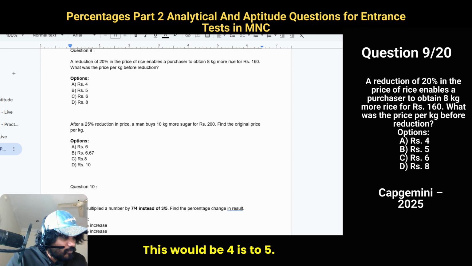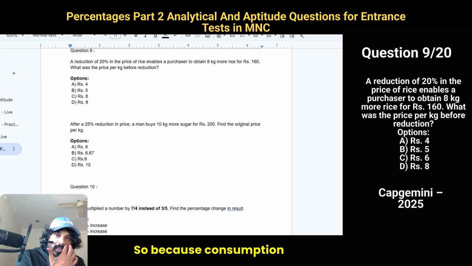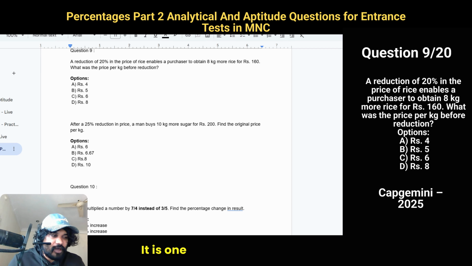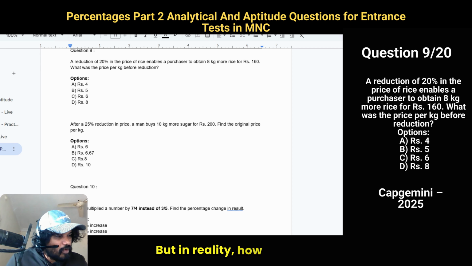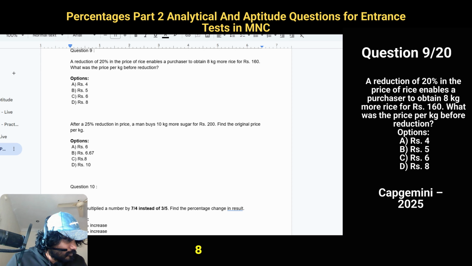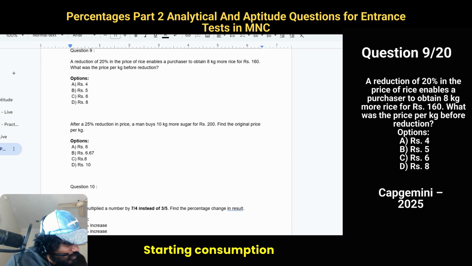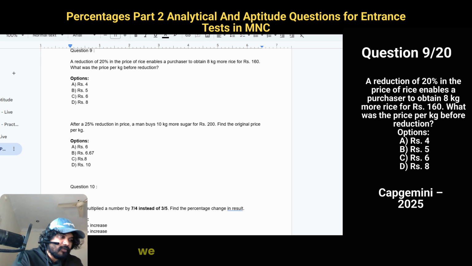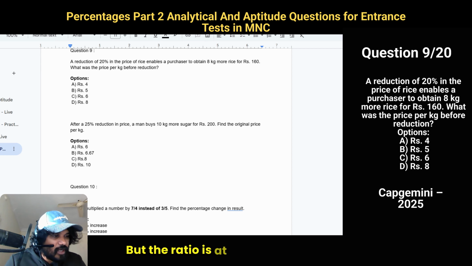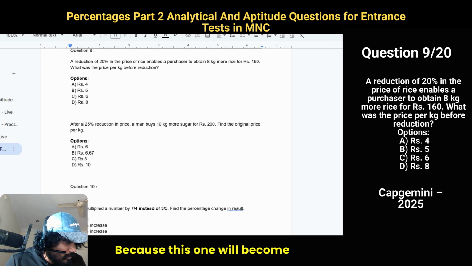This would be 4 is to 5. Because consumption increased, what is the increase? It is 1 part. But in reality, how much did he give? 8 kg more. So the starting consumption would be 32 and this consumption would be 40. Did you understand why we took 32 and 40 here? It's 8 into 4. The difference is only 1 because of the ratio, but the actual difference is 8 kgs more, because this 1 will become 8. Then this consumption C1 is 32 kgs.